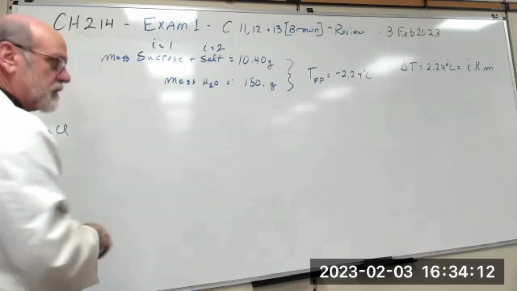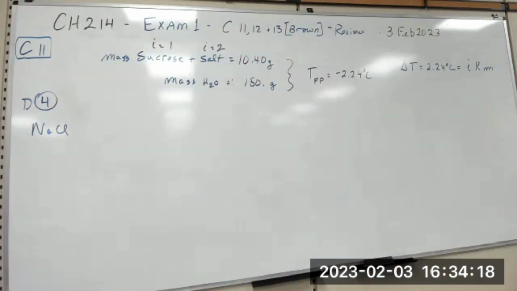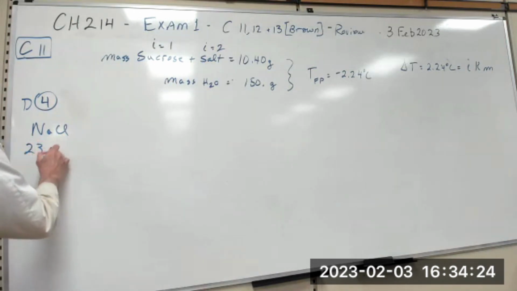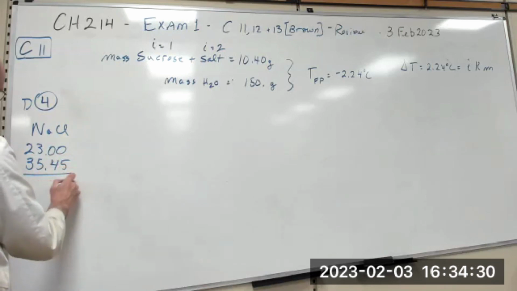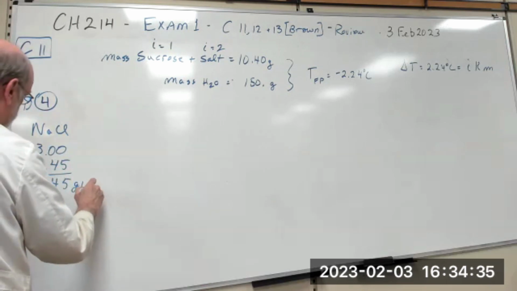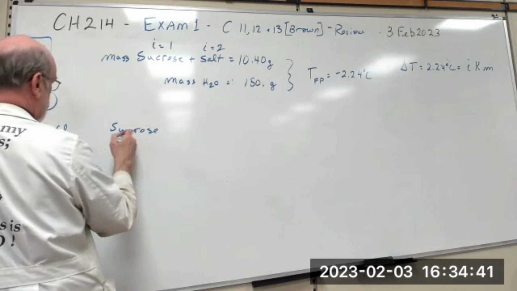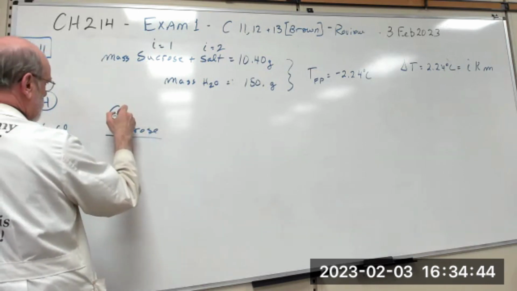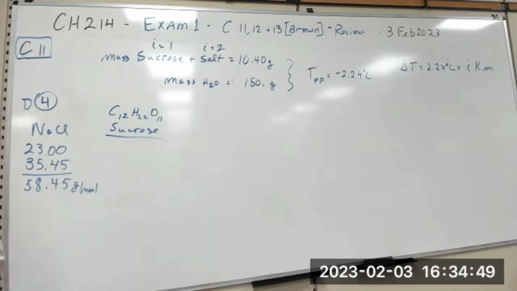Well, let's see. Sodium is, I can't read that one. It's too far away. Sodium is 23.00. Chlorine, I know that one, 35.45. So we get 58.45 grams per mole. Okay. Sucrose. Well, sucrose is C12H22O11, I believe. Let's be sure. Yeah.